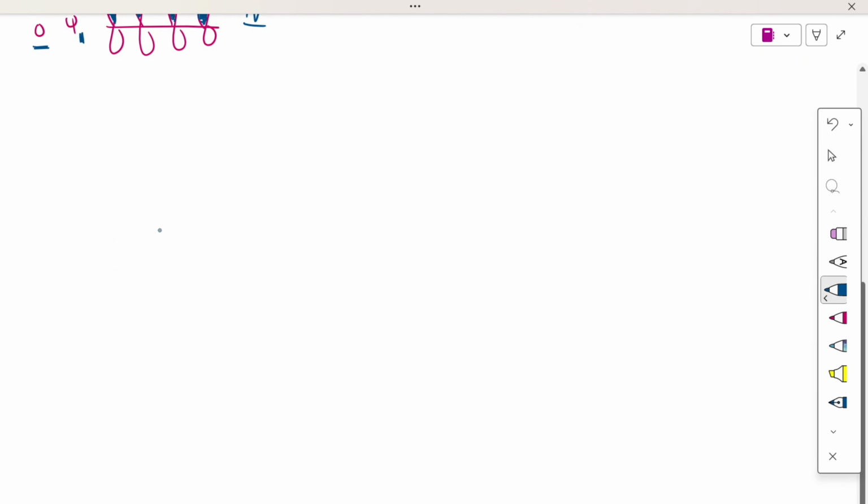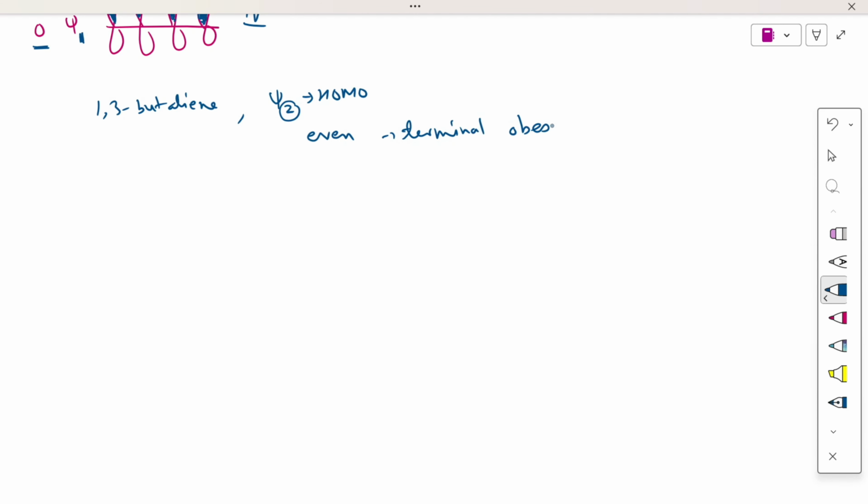We don't need these orbitals. So for 1,3 butadiene, you have 4 molecular orbitals. Therefore Xi2 will be your HOMO. So Xi2 is the even wave function. So even wave function க்கு terminal lobes எப்படி சொல்லியிருக்கேன்? Terminal lobes will be having opposite signs of the wave function. Opposite sign. அவ்வளோதான்.